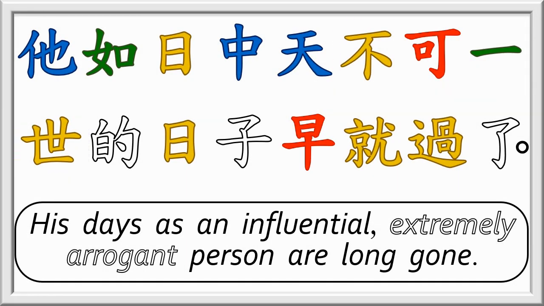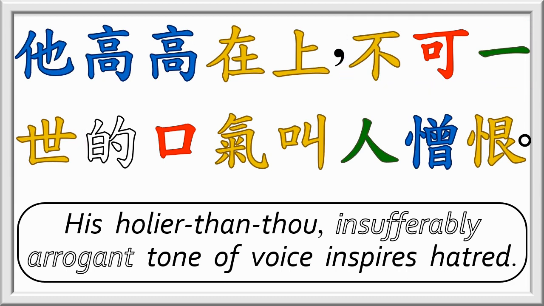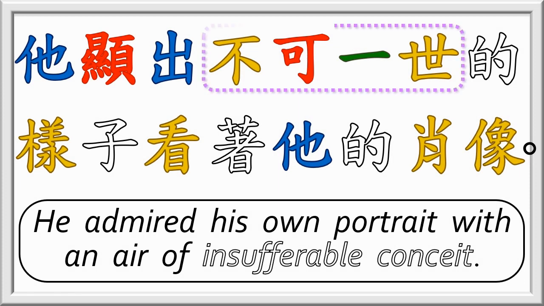他如日中天，不可一世的日子早就过了。His days as an influential, extremely arrogant person are long gone. 他高高在上，不可一世的口气叫人憎恨。His holier-than-thou, insufferably arrogant tone of voice stirs up feelings of hatred in others. 他显出不可一世的样子，看着他的肖像。He admired his own portrait with an air of insufferable conceit.